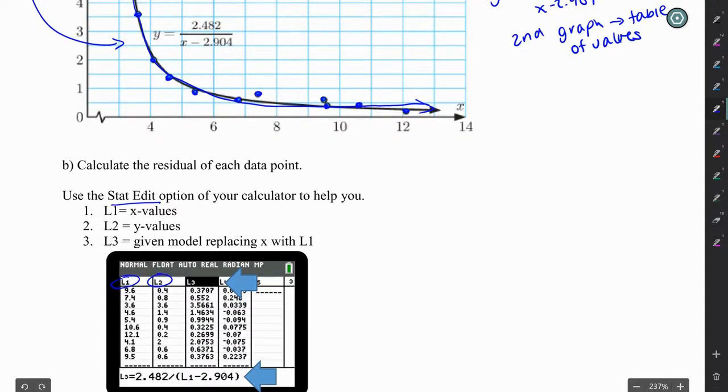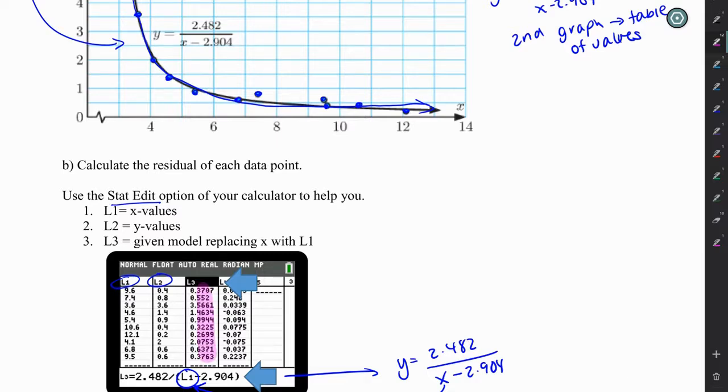So L1 and L2. And then for L3, what I'm going to do is type in the given model. So here's the model. Remember, the model was y equals 2.482 divided by x minus 2.904. So you'll see, instead of the x, I told the calculator, okay, instead of x, use L1. So once I do that and press enter, it'll fill in this entire column of data for me.